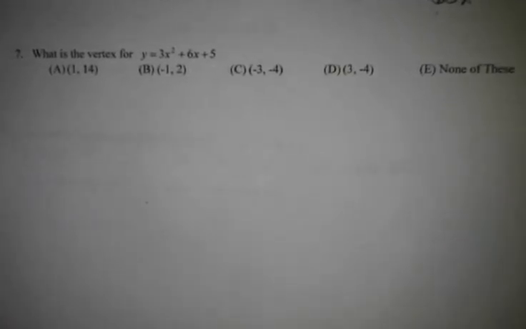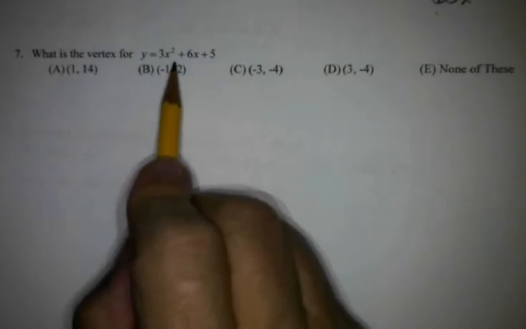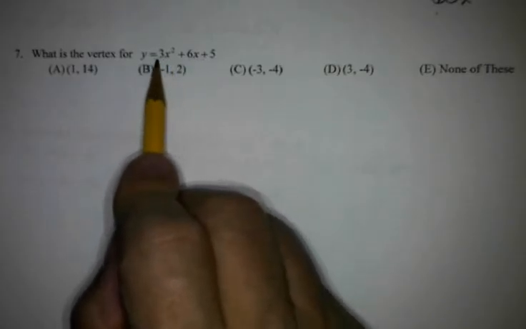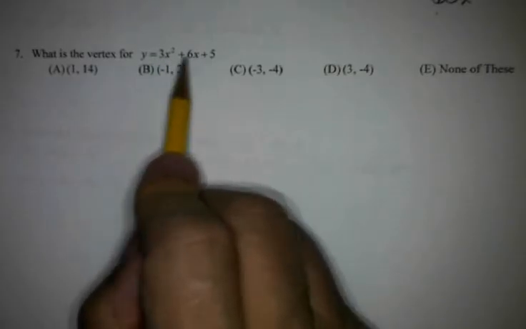Okay, question 7. We want to know what the vertex is for this problem. There are two methods on this one as well. The first method I'm going to show you is completing the square. To complete the square, first I've got to get my x's by themselves. So I'm going to subtract 5.